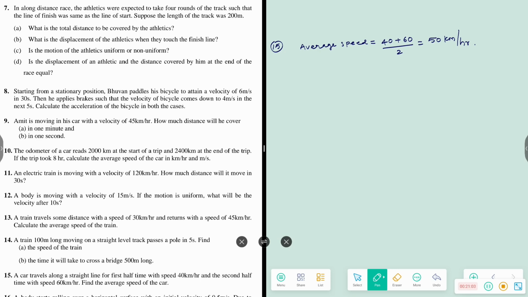I'll come with one more video in which we will discuss some more numerical problems in motion as well as derivation of laws of equations of motion and graph related problems also.